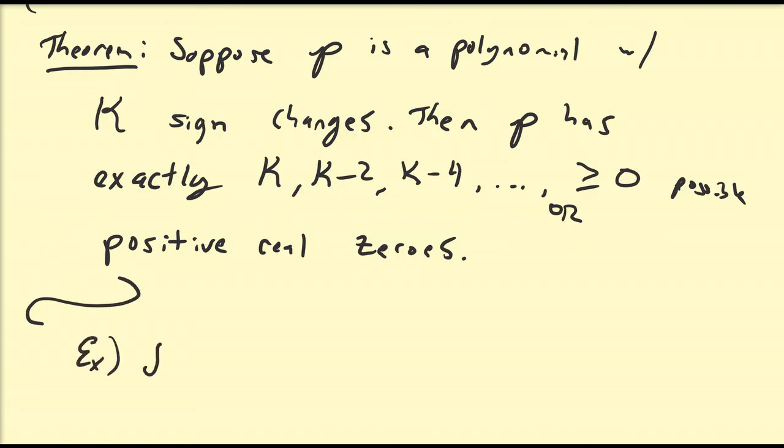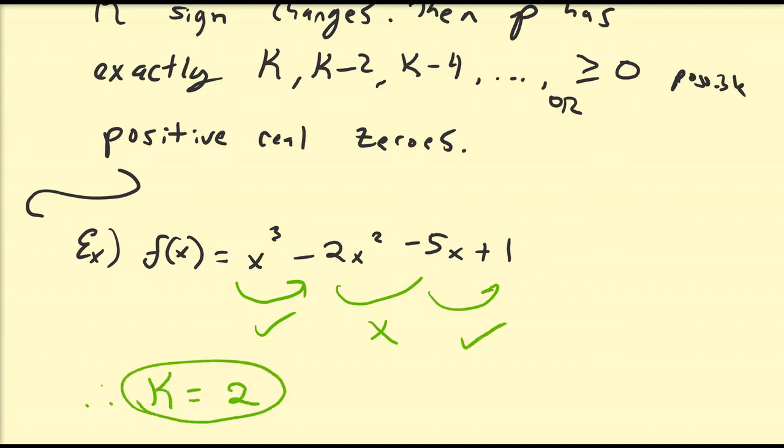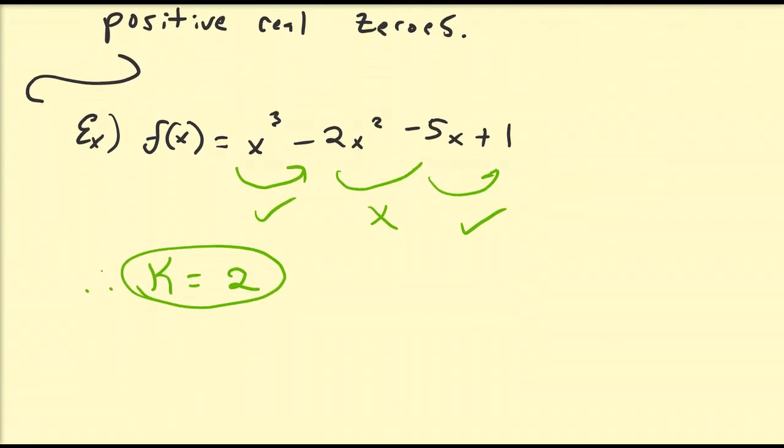So let's consider the function f of x is equal to x cubed minus 2x squared minus 5x plus 1. So let's look at the sign changes here. We go from positive to negative, to negative, that doesn't work, negative to positive, that works. So that means k is equal to 2. So that's how many sign changes f has.